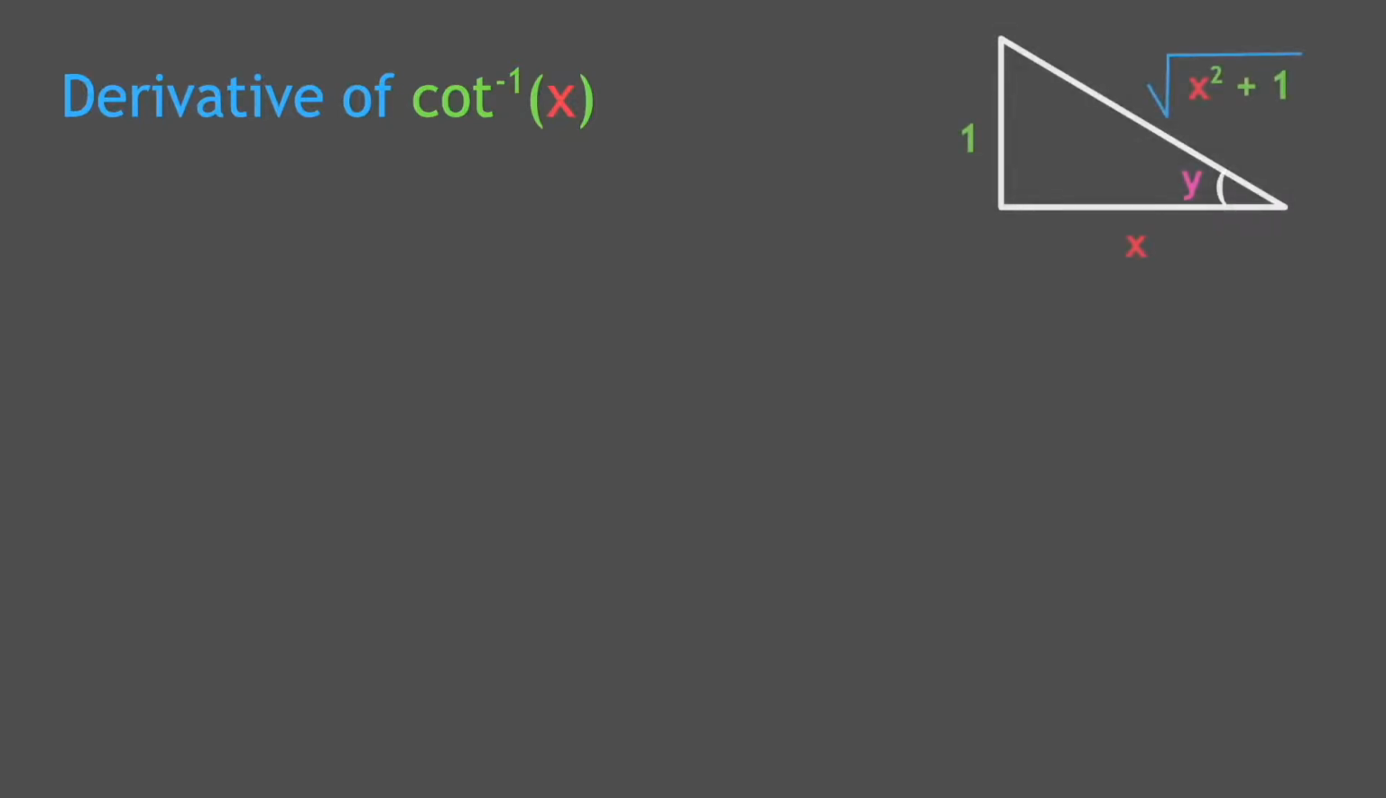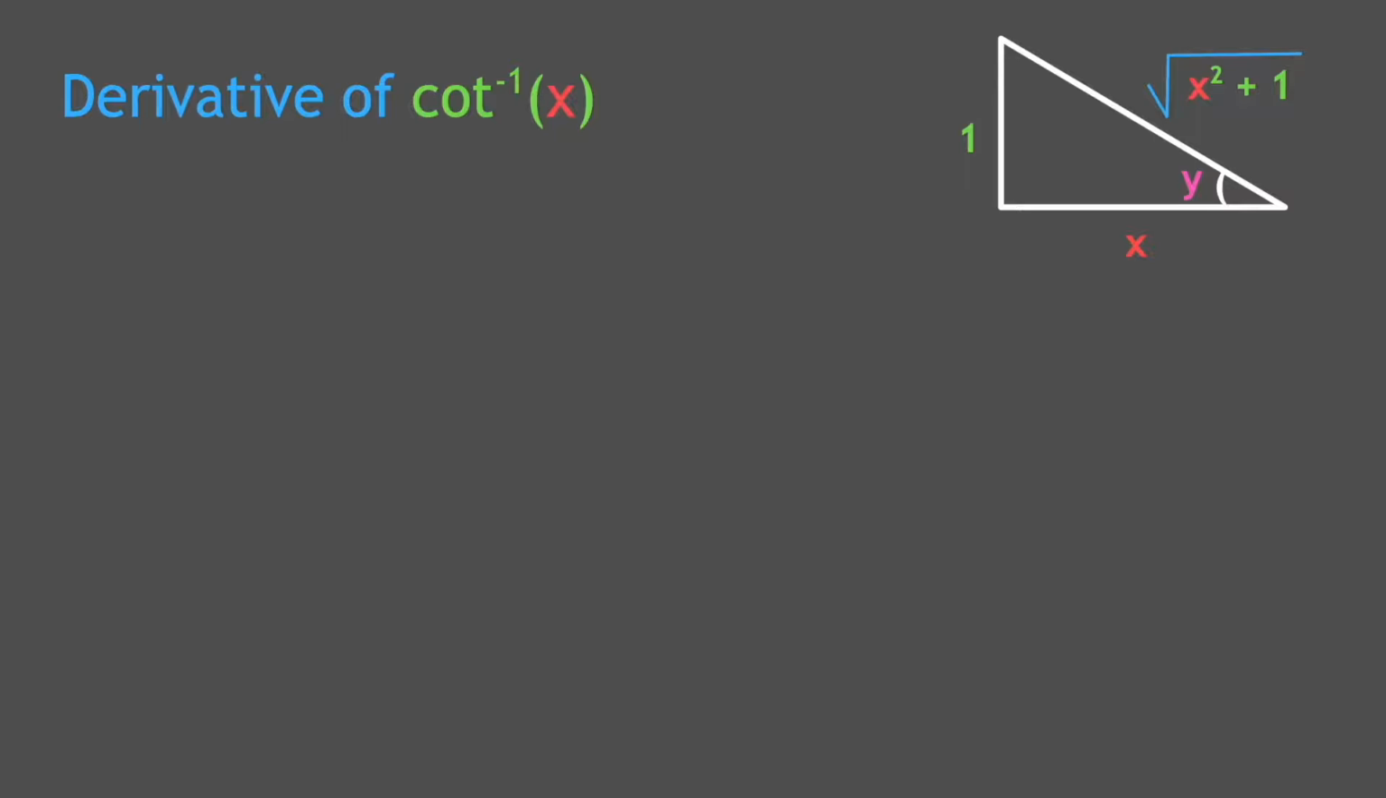Let's now talk about the derivative of the inverse cotangent of x. So our argument is going to be equal to x, which means that we're going to be talking about the ratio between the adjacent and opposite side. So our adjacent side for our triangle is going to be equal to x, and our opposite side is going to be equal to 1. And using the Pythagorean theorem, we find that our hypotenuse side is equal to the square root of x squared plus 1, and our angle can just be equal to y.